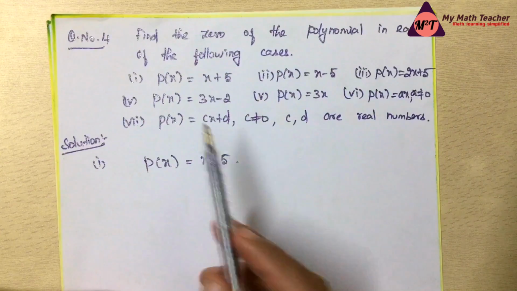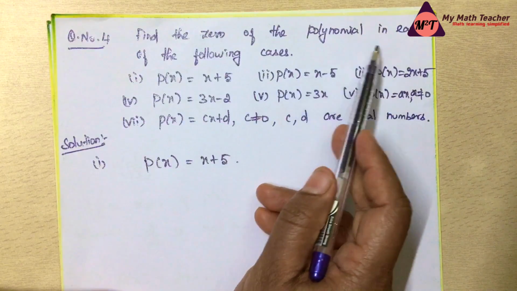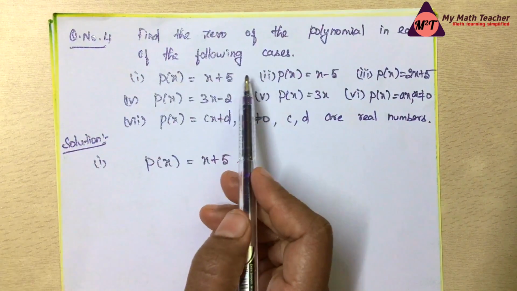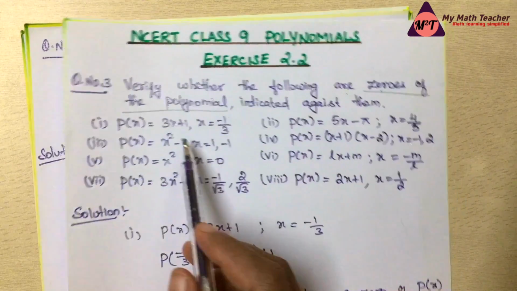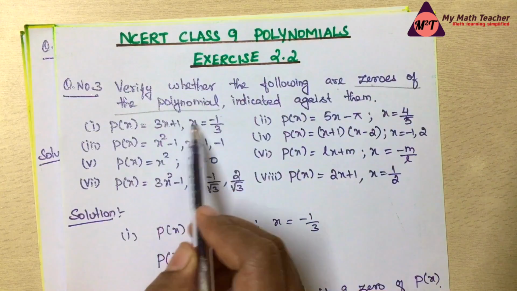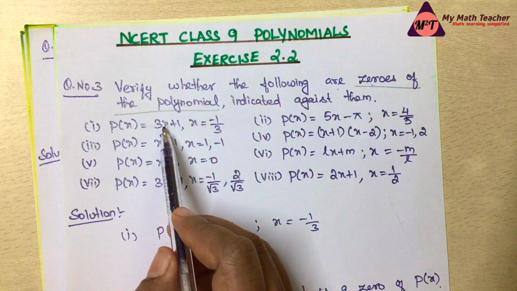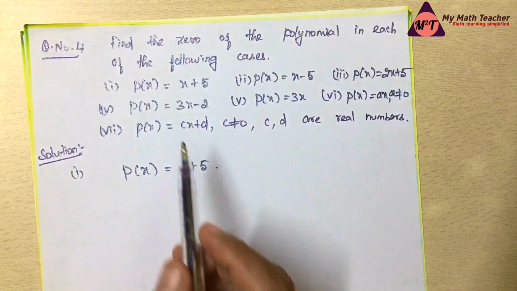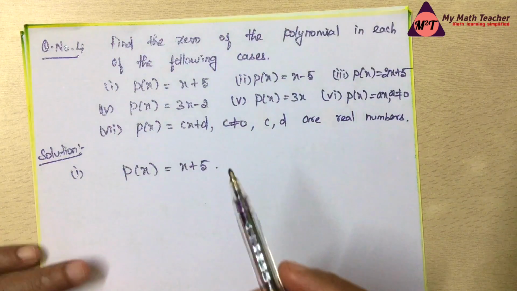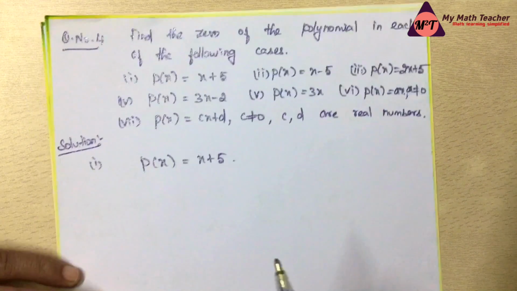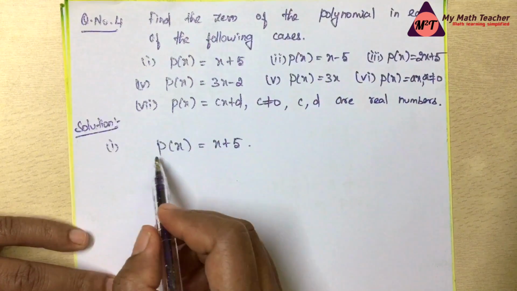Question number 4. Find the zero of the polynomial in each of the following cases. These are the given subdivisions. In the previous problem, they gave a value to check whether it is a zero of a polynomial or not. Now here, they have not given any value. You have to find for which value the polynomial will become 0. So let us start with the first subdivision.